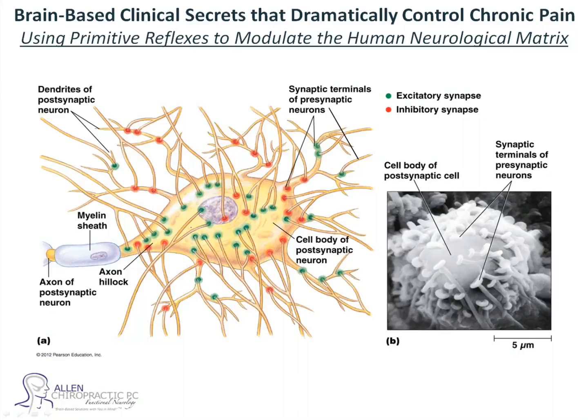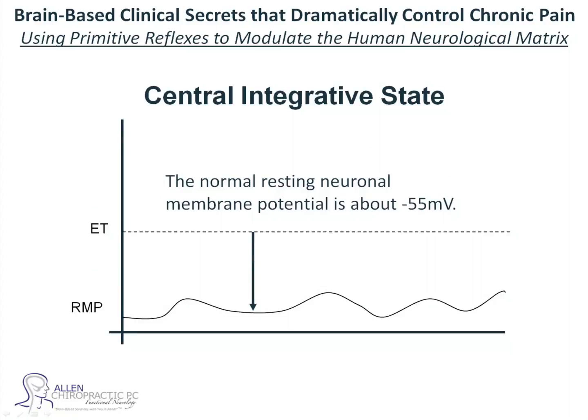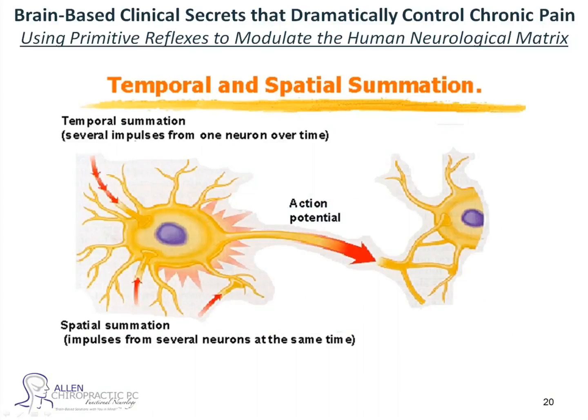So here's a cell body of a postsynaptic neuron with its excitatory and inhibitory synapses meeting it. So let's talk a little bit about how these excitatory and inhibitory synapses influence that nerve cell body. The resting membrane potential of the nerve cell body rests at about negative 55 millivolts, and since it's alive, it wavers up and down, so it's not a constant point, but it wavers around that zone. As the resting cell membrane potential gets stimulation, it rises toward threshold. So here's how it gets stimulation: temporally and spatially.